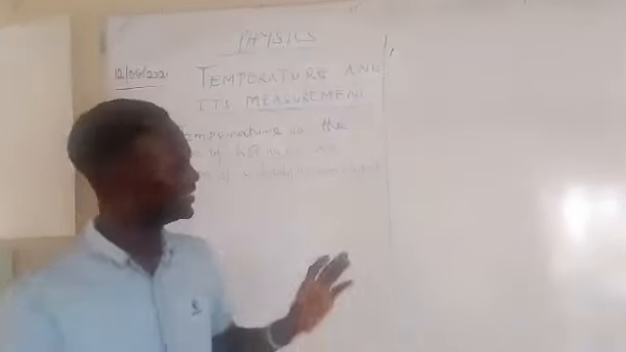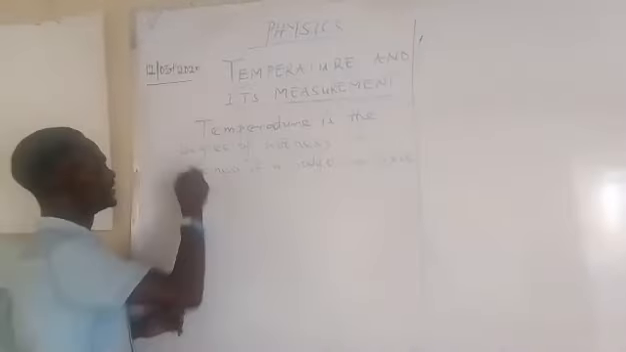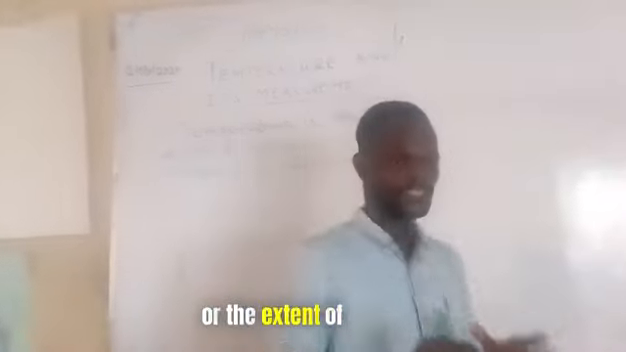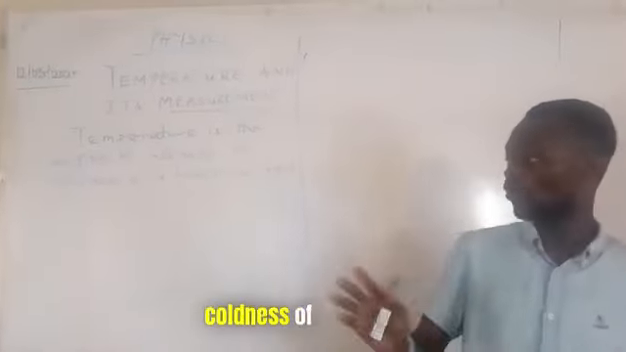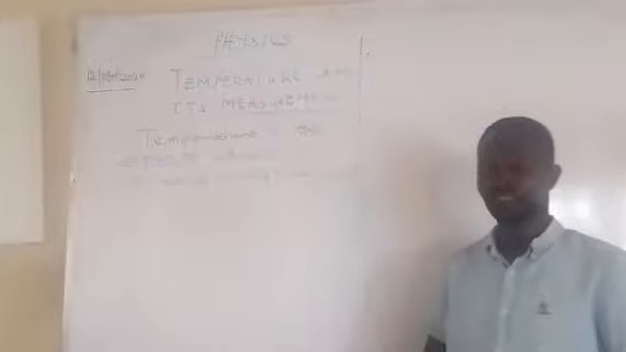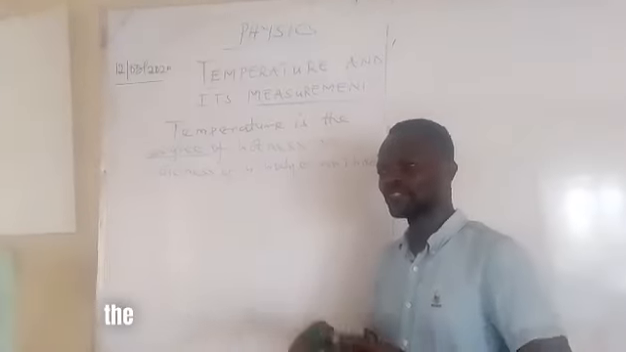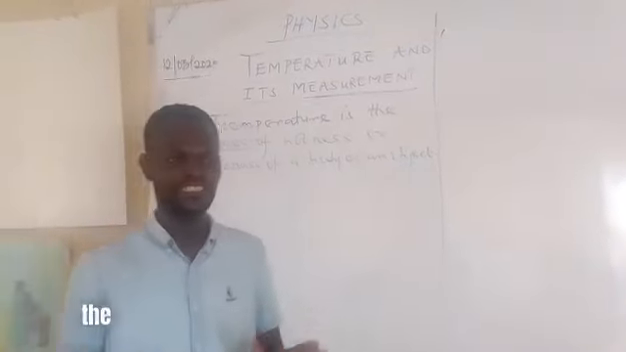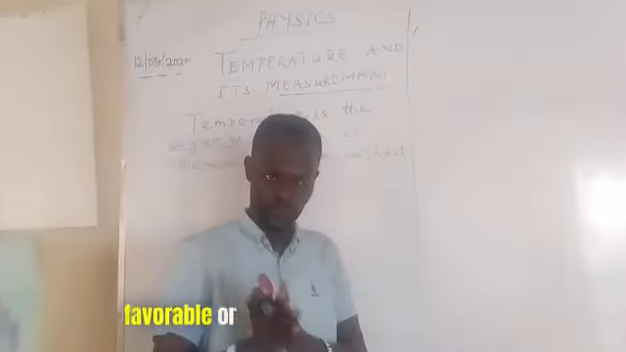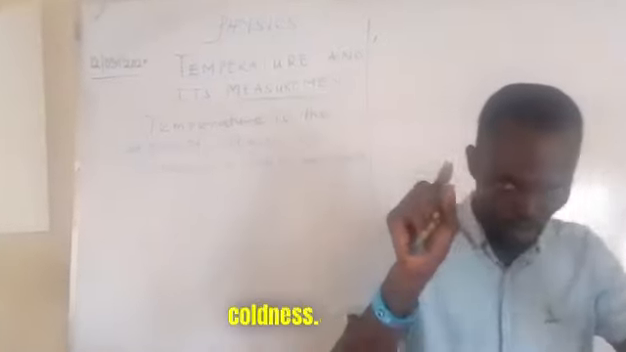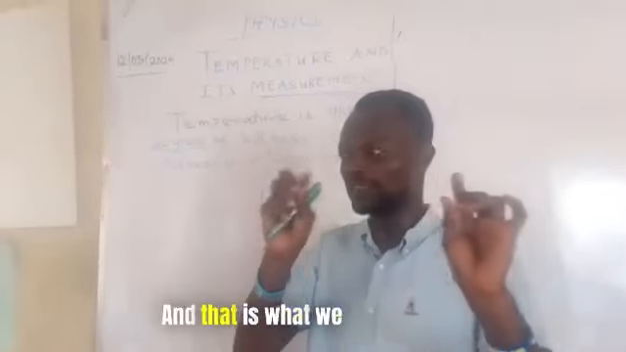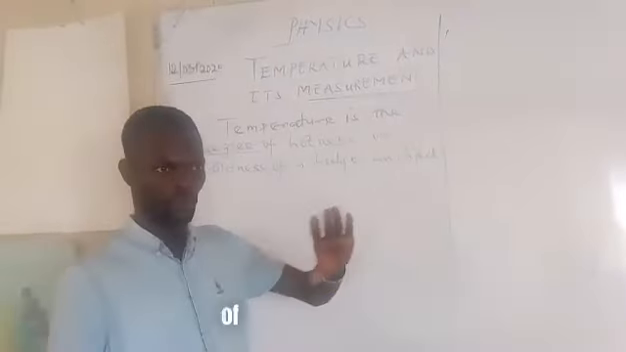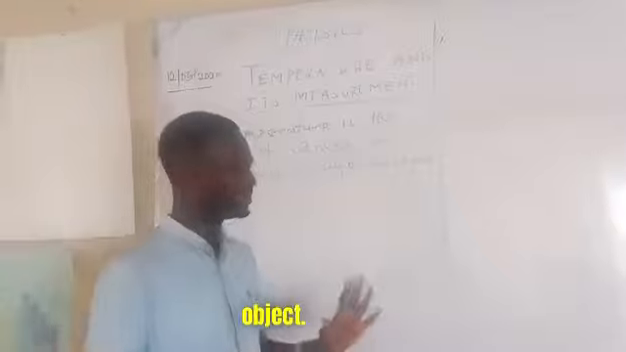What is the major thing that this means? Degree. We can also say the level or the extent of hotness or coldness of an object. We discover that at times the environment will be unfavorable due to heat, and at times the environment can also be unfavorable or favorable based on coldness, and that is what we call temperature. The hotness or the coldness of a body or an object.